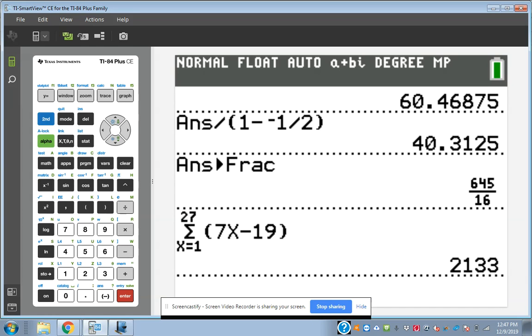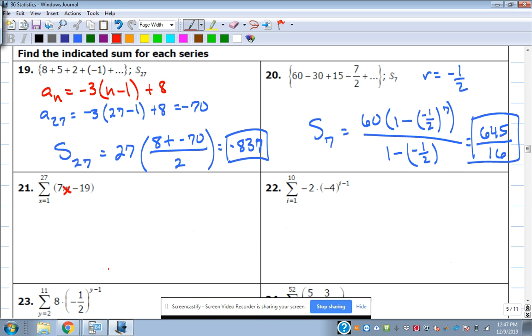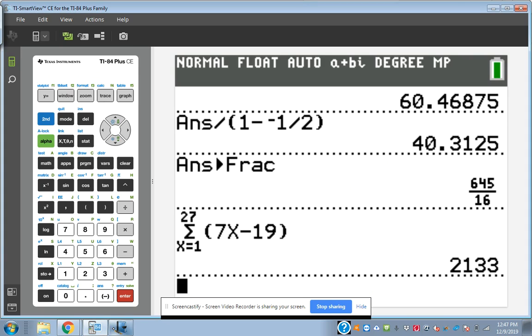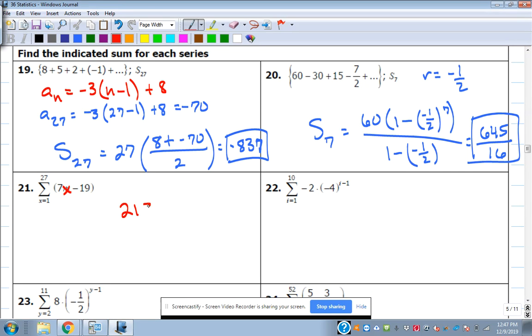Not very likely they're going to throw one of those at you that's too difficult or very long on the non-calculator portion of the test. They don't ask that kind of question. Again, this is a very broad overview of some of the statistics things. So 2133, that's what that is. And then you do the same thing for the next 3 problems.